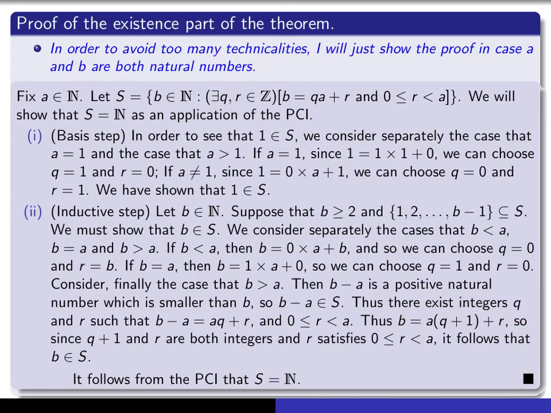Now we just simply transpose this A term to the other side, and we get this. Well, now we've managed to write B as an integer multiple of A plus R. It's the same R as before, and that's exactly what it means to say that B is an element of S, and so that completes the inductive step. So it follows from the principle of complete induction that S is equal to N, the set of natural numbers.